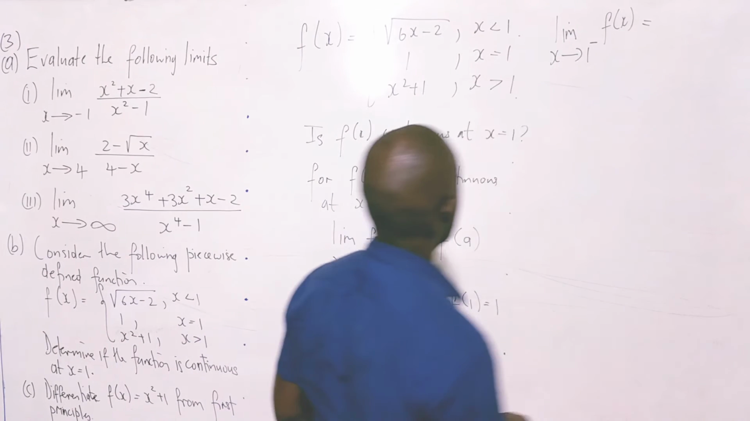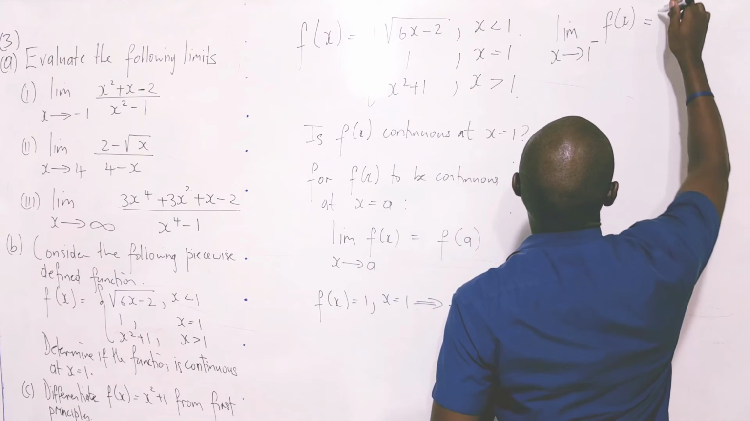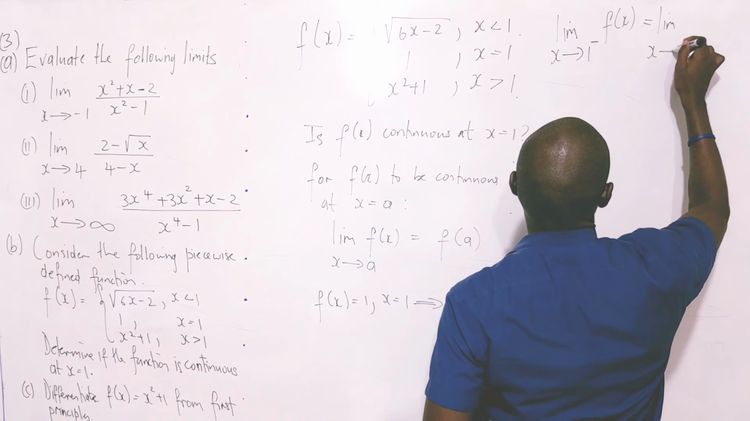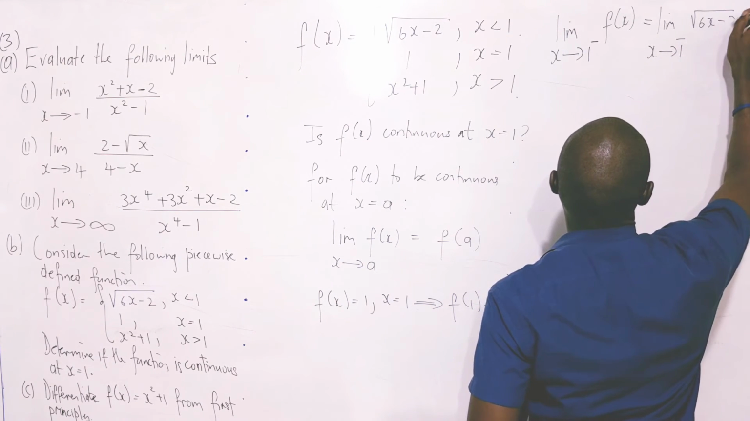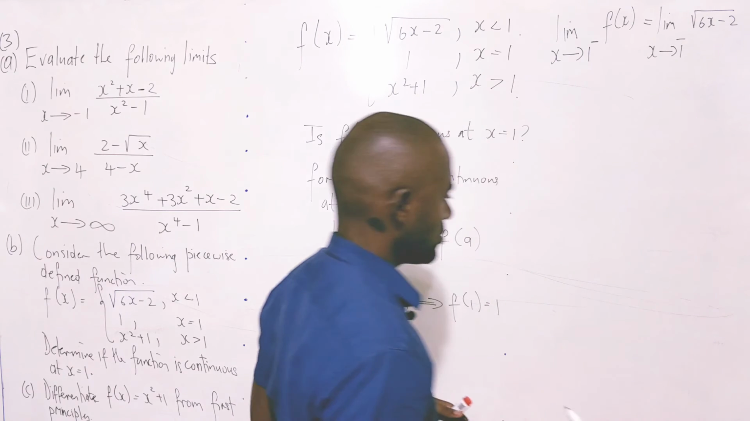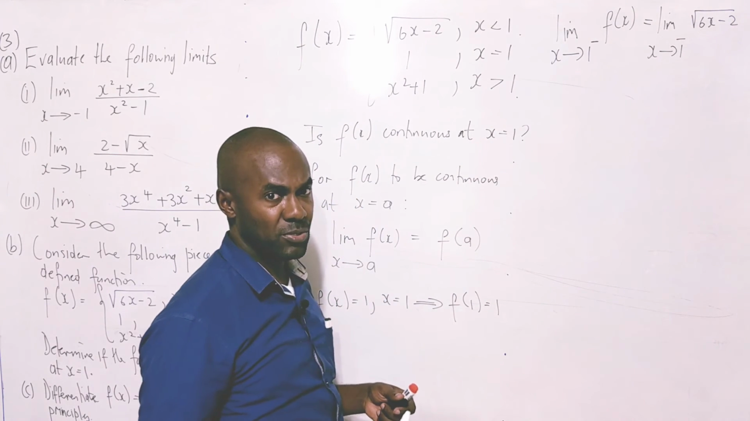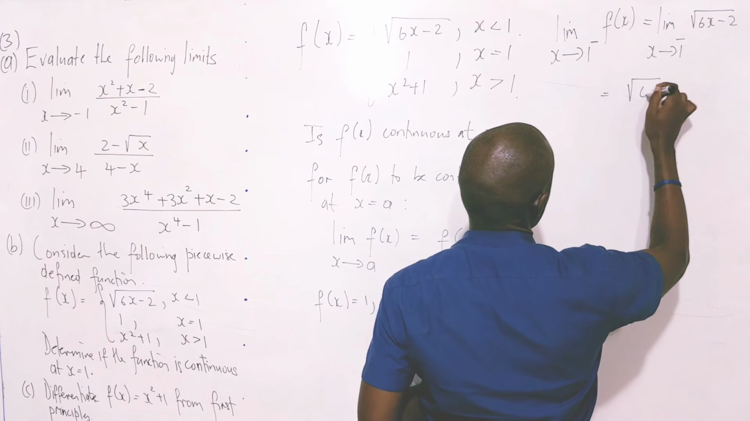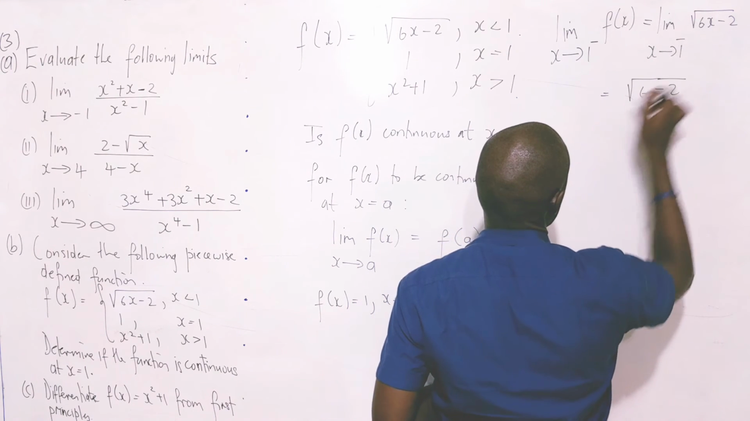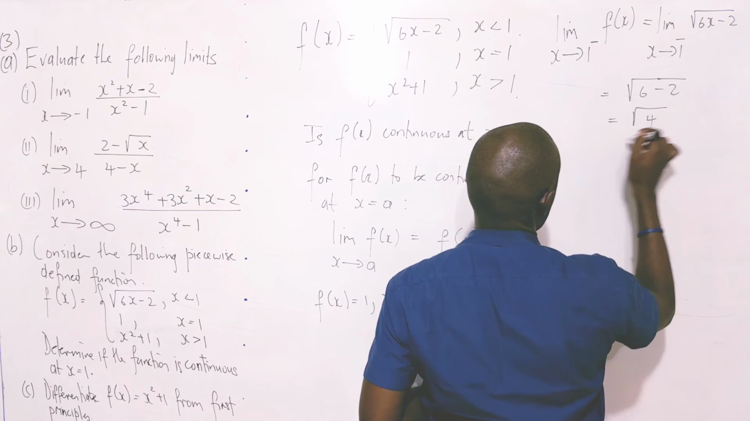So for this part, we will use the rule. That is the limit as x approaches 1 from the left of root of 6x minus 2. And this we can compute by doing direct substitution. So this gives us root of 6 minus 2, which is equal to root of 4, which is equal to 2.